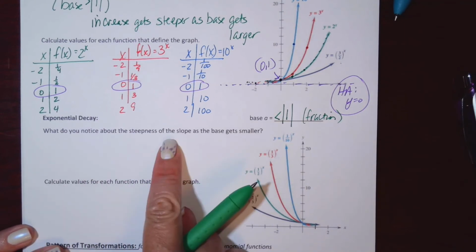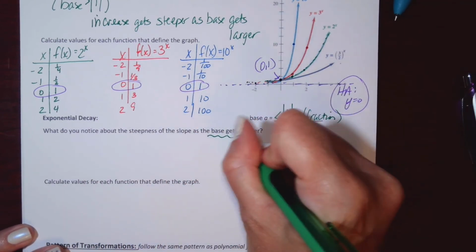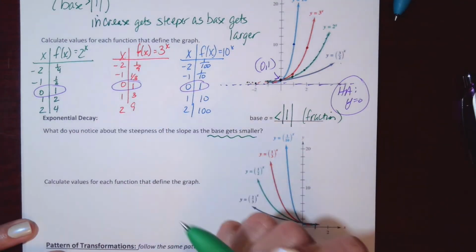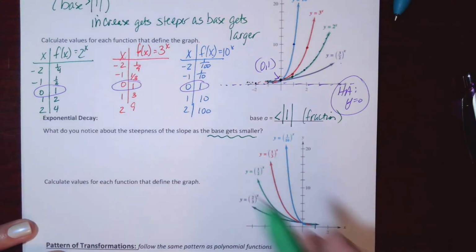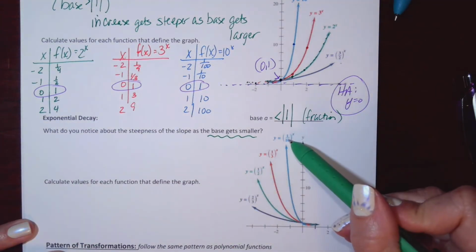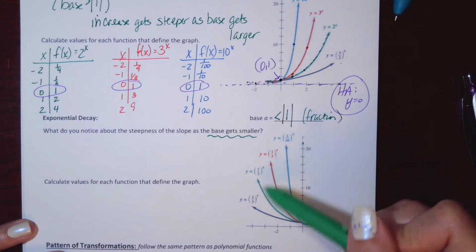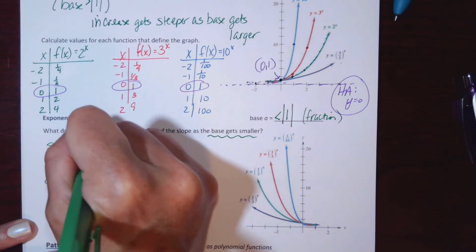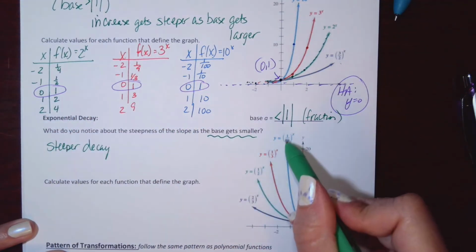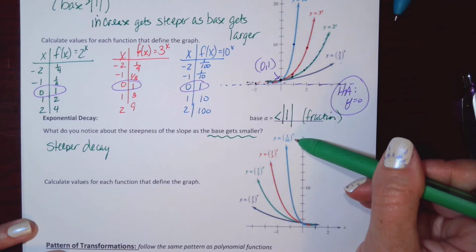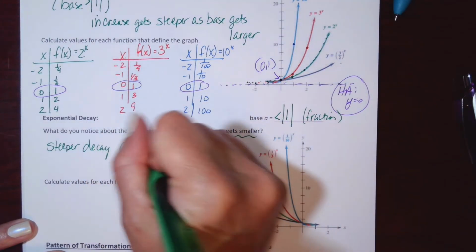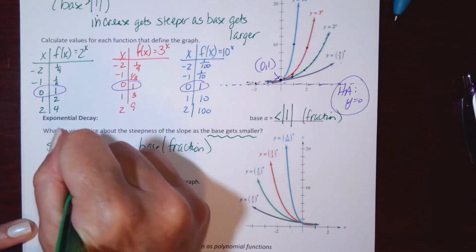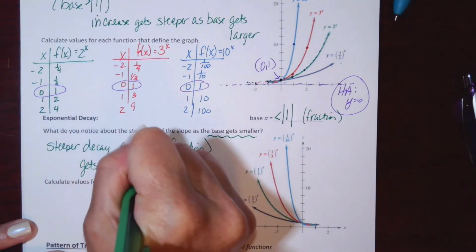What do you notice about the steepness of the slope as the base gets smaller? Well, those bases are fractions. So how does 2/3 compare to 1/10? Well, 1/10 is actually smaller than 2/3. So I have a steeper decay, a faster rate of decay. My slope goes whoosh as that base, which is my fraction, gets smaller.